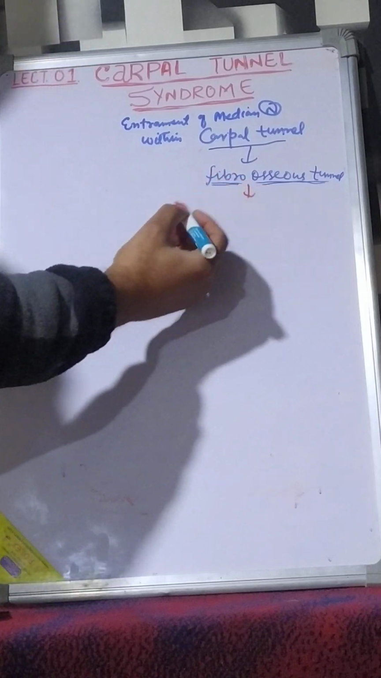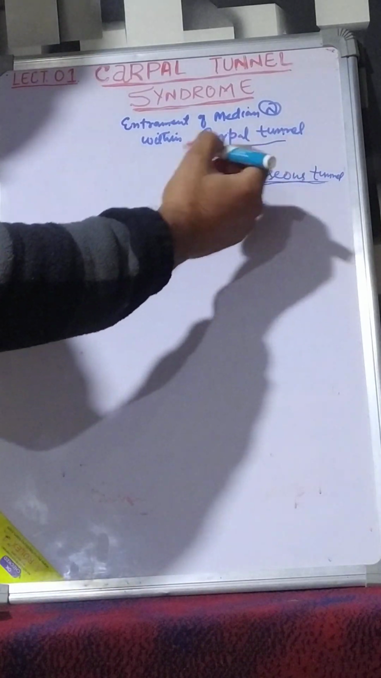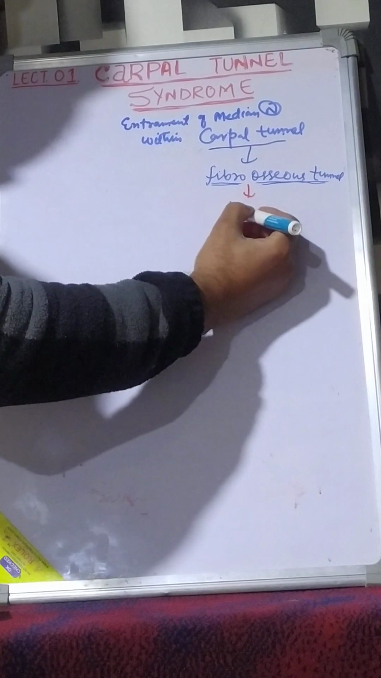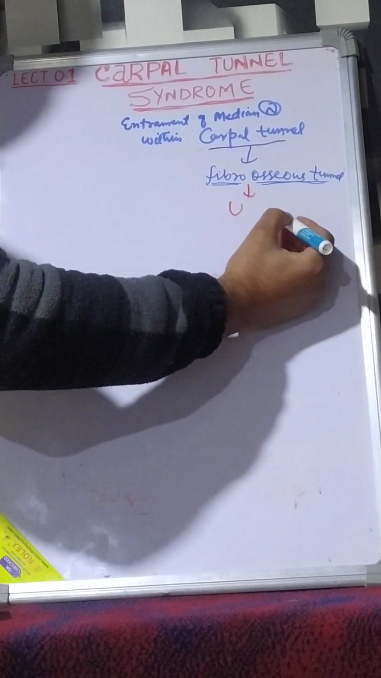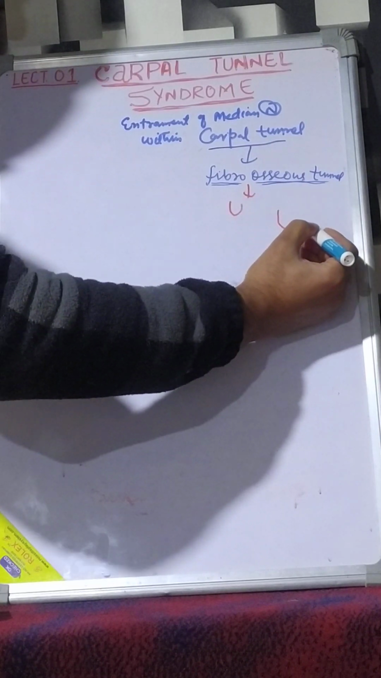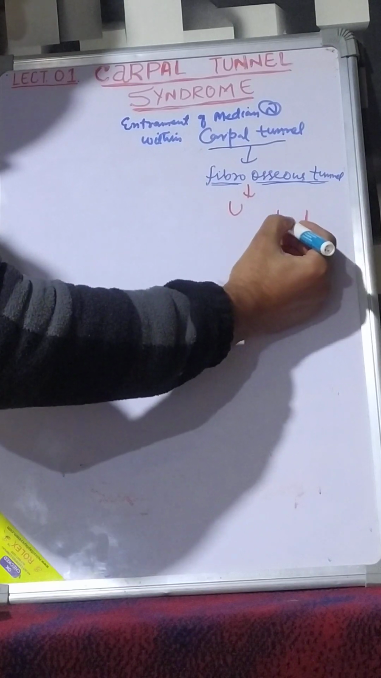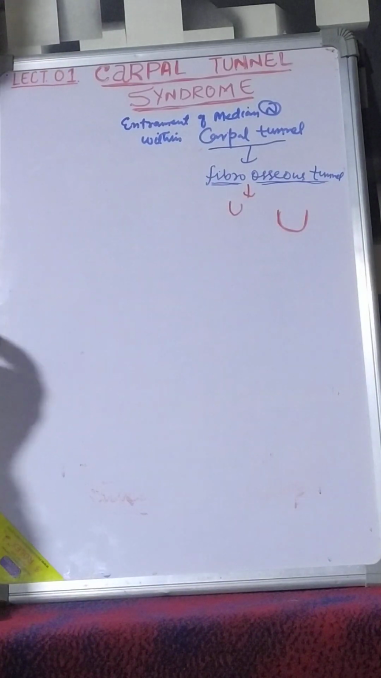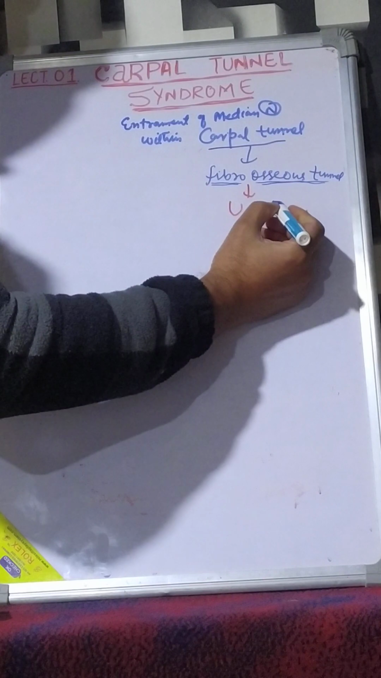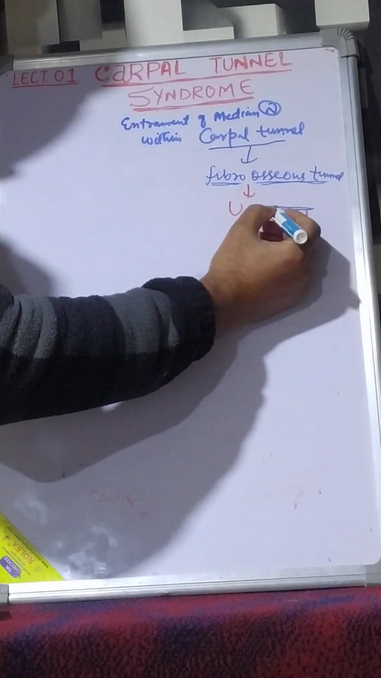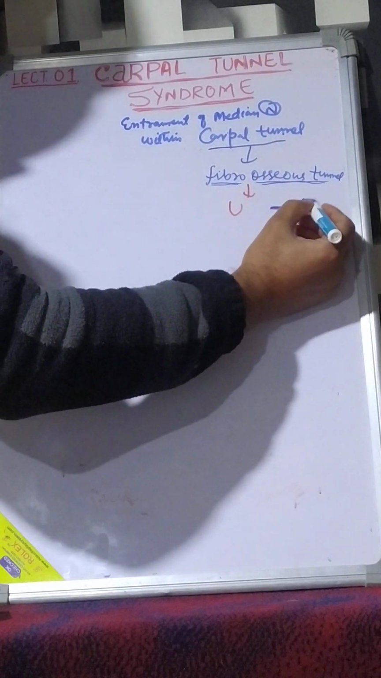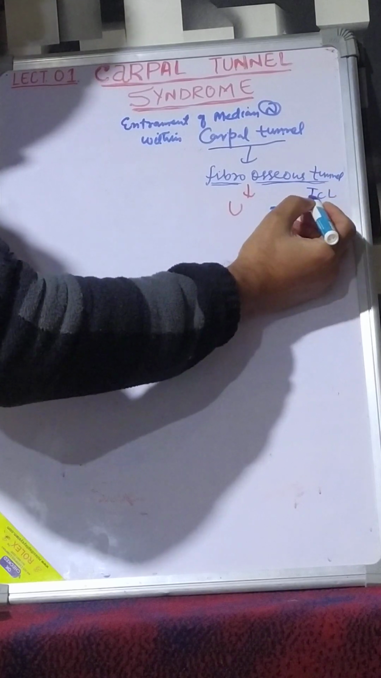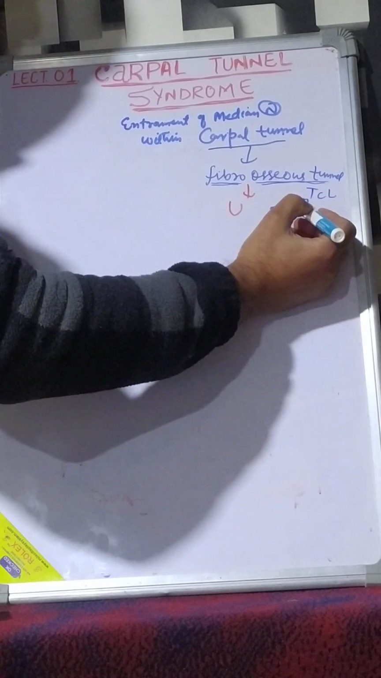I will tell you some intro about the fibro-osseous tunnel. It is a U-shaped tunnel. It has a base which is formed by the carpal bones, and it has a roof which is formed by the transverse carpal ligament. It is also called the anterior annular ligament.